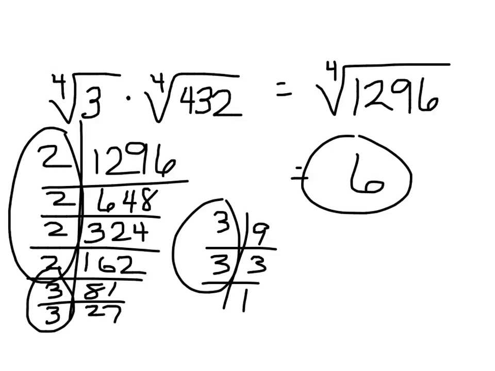Okay? So what if there wasn't 4 3s? Then whatever I didn't circle stays underneath the house as leftovers. So let's say you only had 2 3s, right? 2 would go outside, and then the leftovers, 3 times 3 is 9. So it'd be the 4th root of 9.